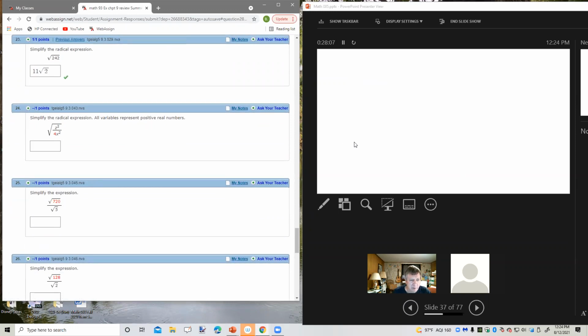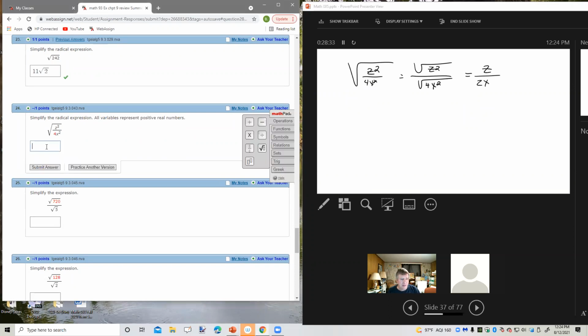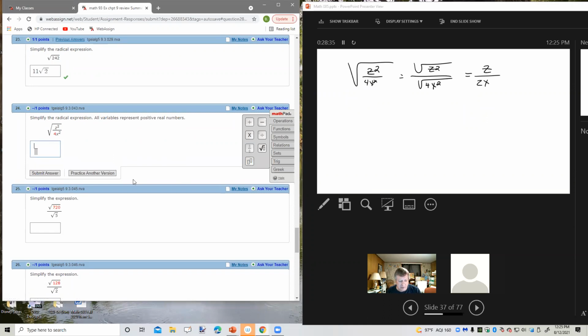Simplify the radical. All variables represent positive real numbers. We can take a quotient inside a radical and write it as the quotient of 2 radicals. So on the top I get z, on the bottom I get 2x. Since they all represent positive real numbers, I don't have to use any absolute value bars. So we've got z over 2x.